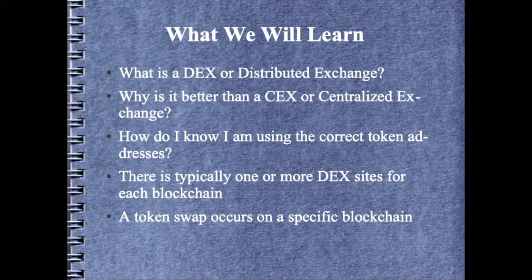Let's go over some of the things we're going to learn in this video. One of the things we're going to learn is what a DEX is, or a distributed exchange, and why it's better than a CEX or a centralized exchange. When you're trading on a DEX, you're trading pairs of coins or tokens. So you're trading one token that you have for another one that you don't have. To select the proper coins, you have to be using the token or coin's proper contract address.